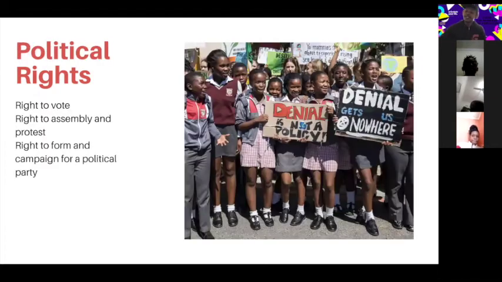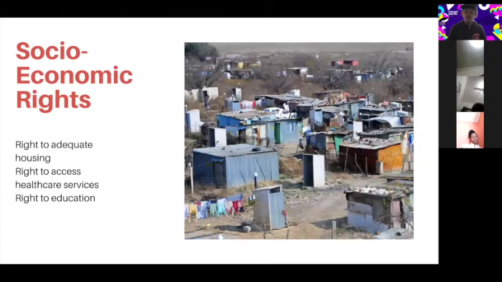Then political rights, which exist in our human rights, stuff like everyone has a right to vote if you're old enough. We all now have a right to assembly and to protest, while in the past this was taken away from people. You have a right to start any political party, to have any political campaign. Everyone in South Africa has a right to do that. And then the last grouping of rights is socio-economic rights, okay? So that's the right to adequate housing, right to access to healthcare, a right to education.